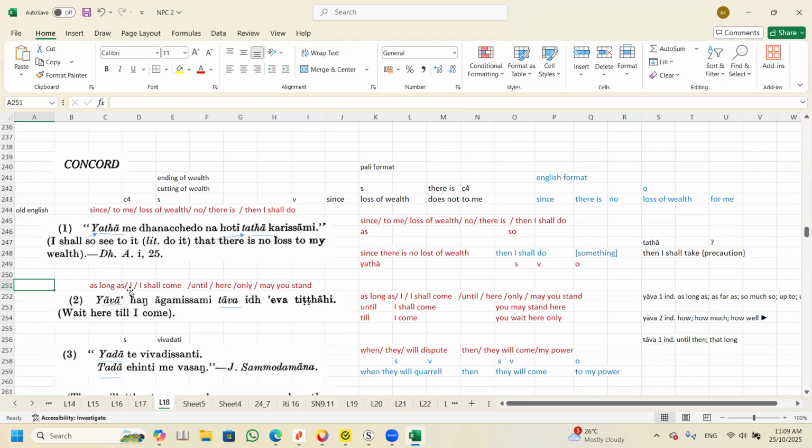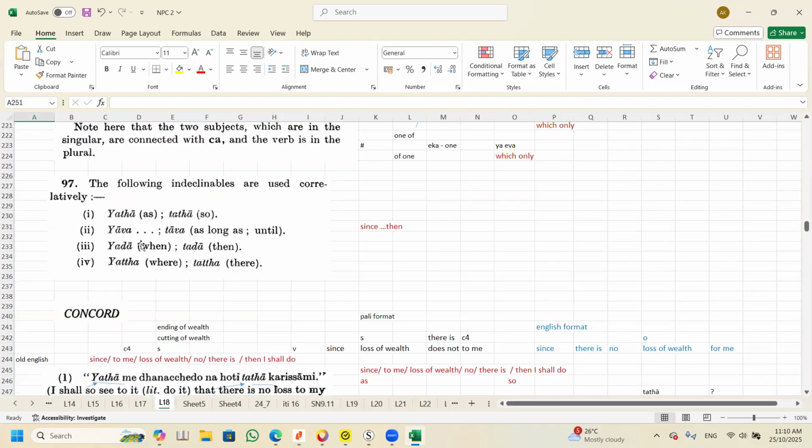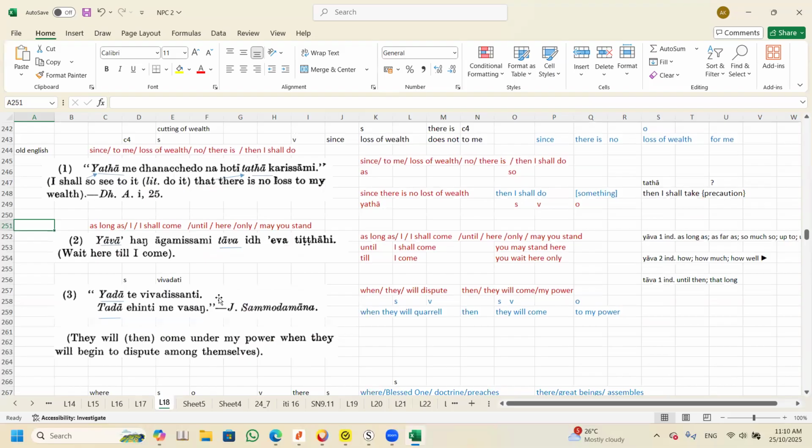Okay, I'll take another example. Now you see the word yava. Yava is shown here as "as long as, until now", so I put the whole line there. Can you see? Aham, this is "I", then this is the future tense, "I will come". Can you say "as long as I shall come" in English? Doesn't sound right. Sounds awkward, right? You answer yourself. Never mind.